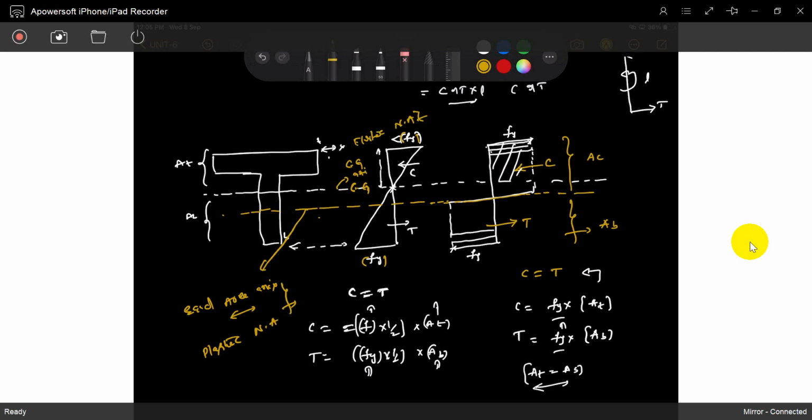We will do the problems. So that's the first thing you have to understand. The neutral axis is changing. It is not constant. It is not the same as the CG axis.